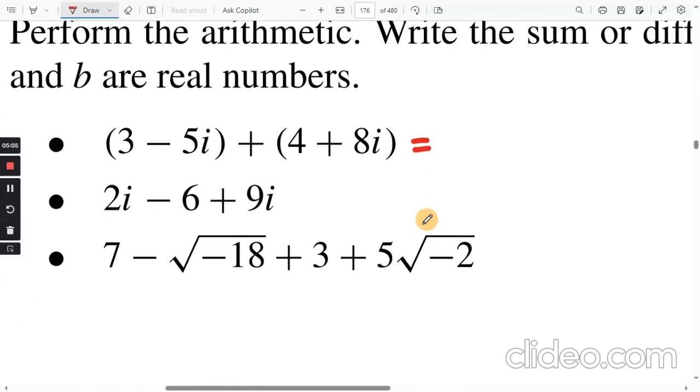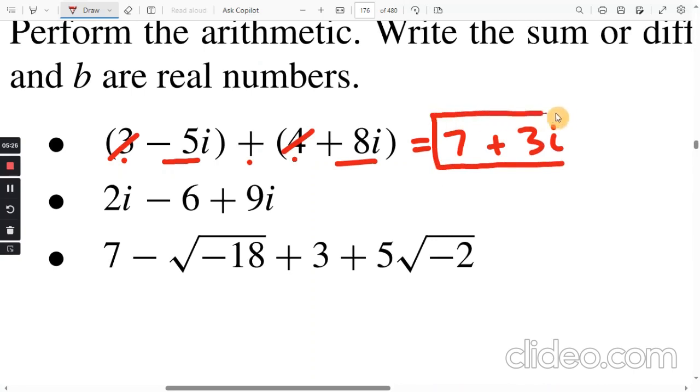Pretty simple. We have 3 plus 4, which is just 7. And then we have negative 5i plus positive 8i, so that's just positive 3i. And that's it. Like I said, it's the same thing as if the i were an x or a variable. You're just combining the like terms. If you want to do it vertically, you could. You could take the 8i and put it underneath, take the 4 and put it underneath. Pretty simple.